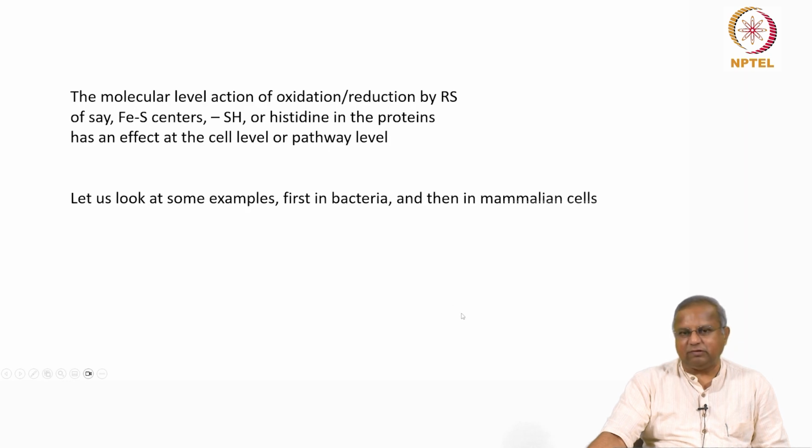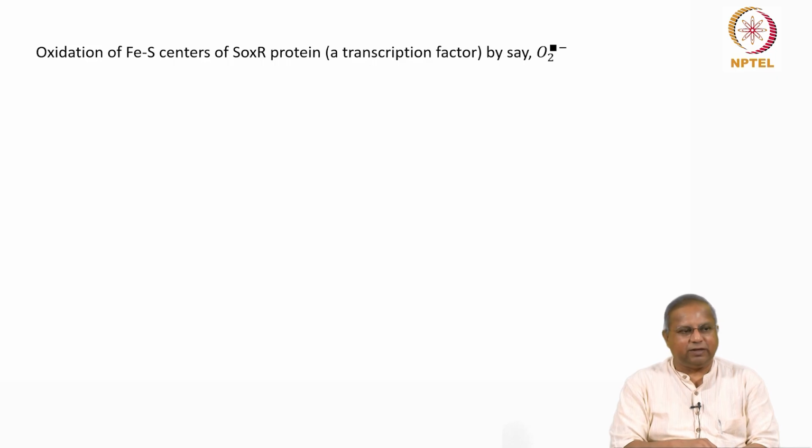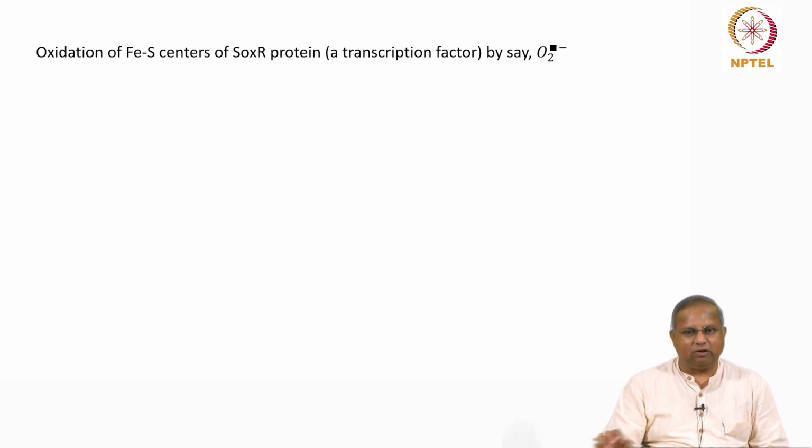And we are first going to see some examples in bacteria and then in mammalian cells. The first example, which I have already seen, is the oxidation of iron sulfur centers by superoxide, for example. Okay. SoxR is the one that has the iron sulfur centers, so it can sense, in a manner of speaking, superoxide in the cell, something that can oxidize it.